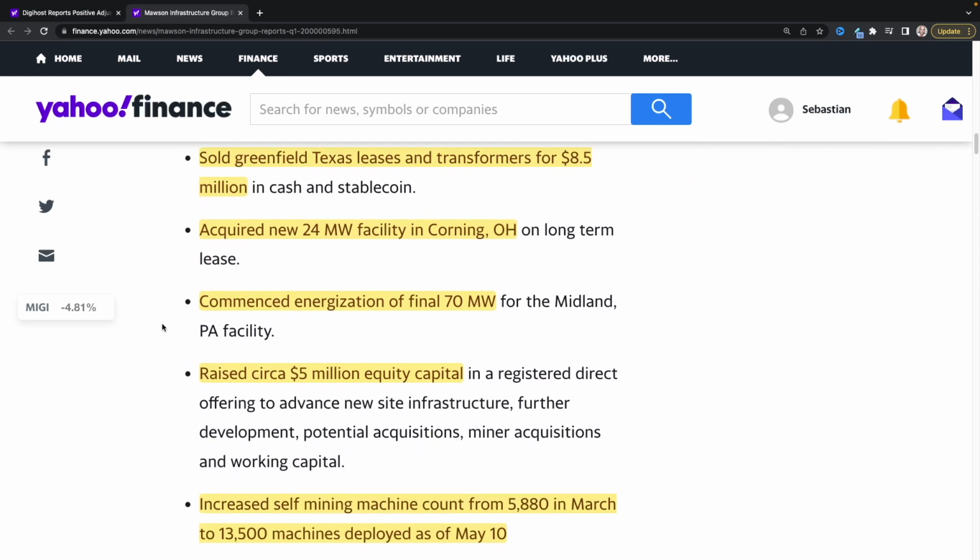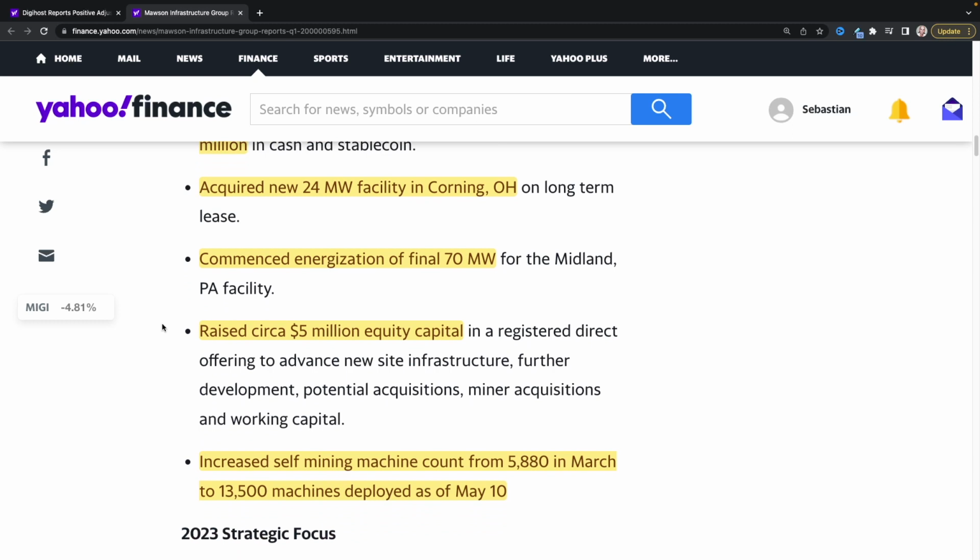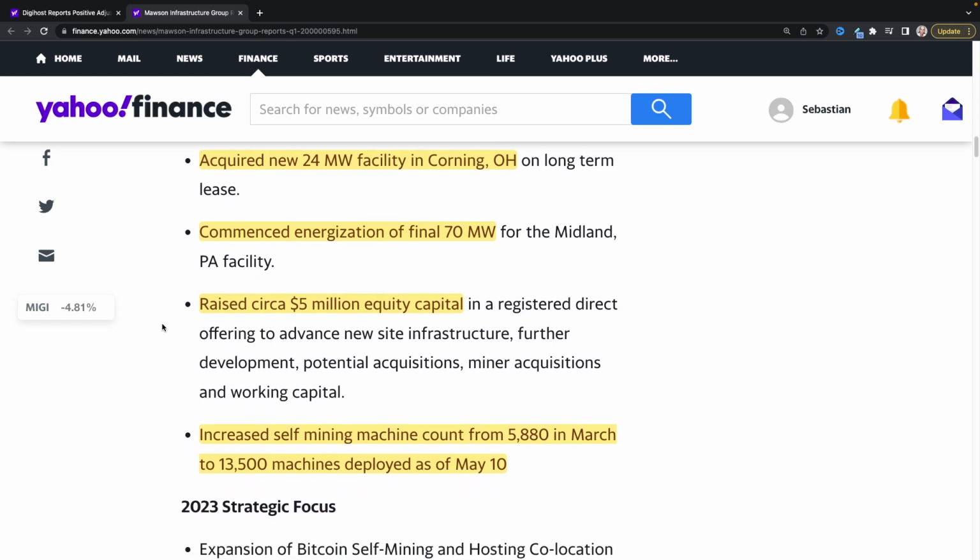They also raised approximately 5 million in equity capital and increased self-mining machine count from 5,880 in March to 13,500 machines deployed as of May 10th. We still have not received their production update for April. I don't know what's taking them so long to get that out. It shouldn't be that difficult to provide the numbers.